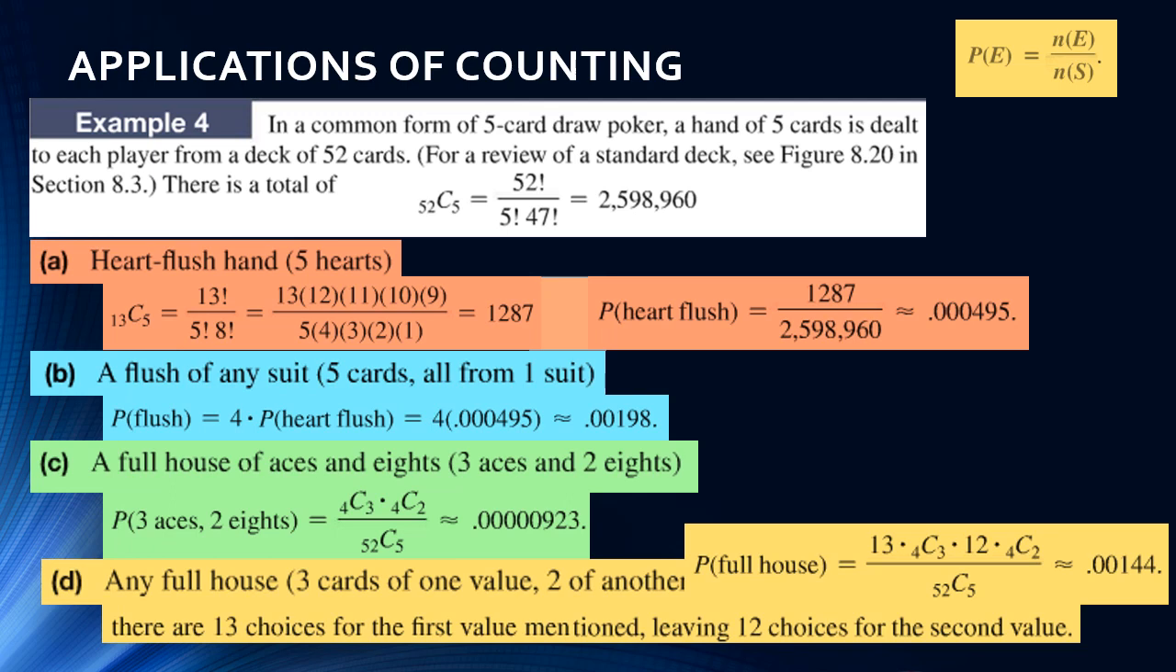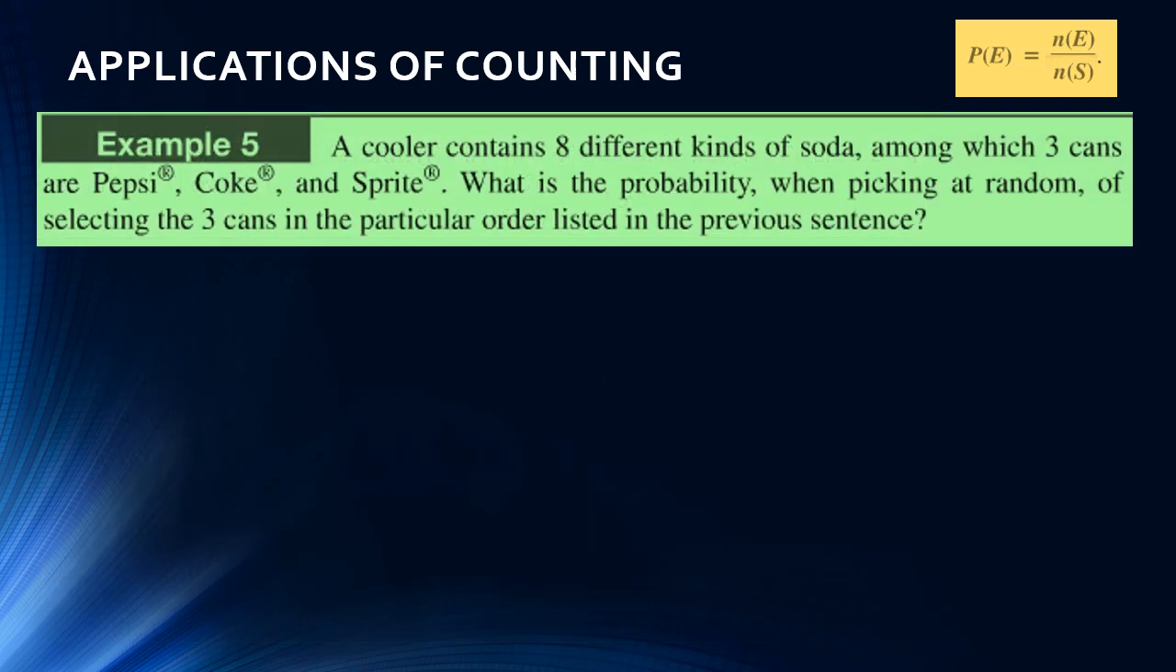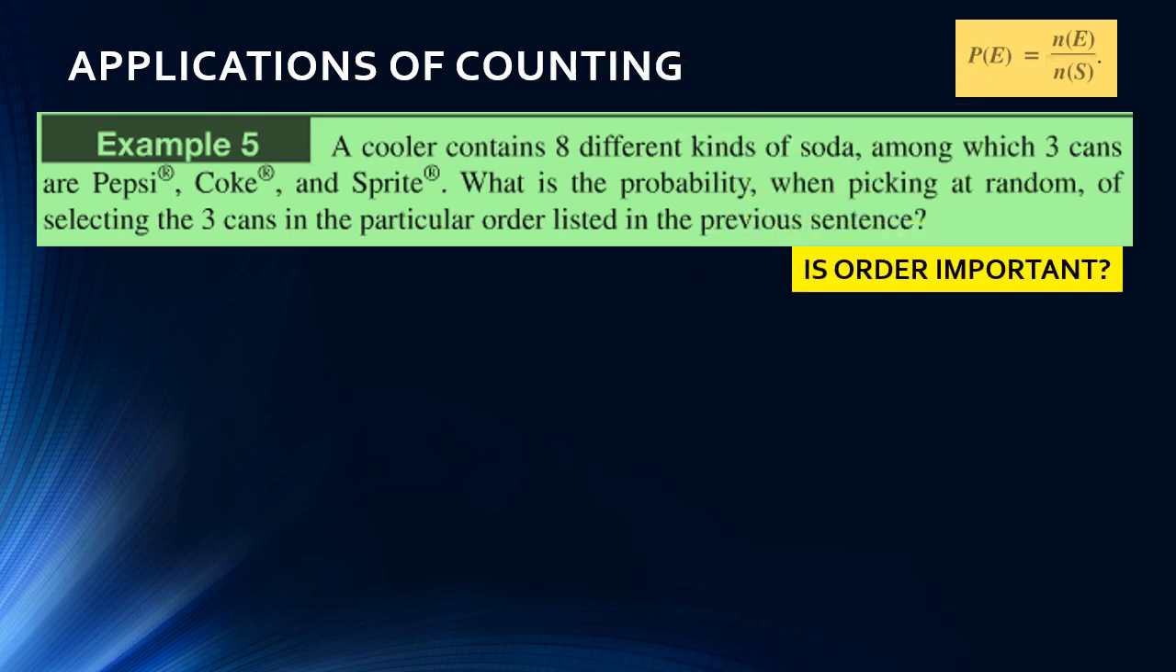But setting it up and thinking through what am I actually doing is the key challenge in these problems. A cooler contains 8 different kinds of soda, among which 3 cans are Pepsi, Coke, and Sprite. What is the probability when picking at random of selecting the 3 cans in the particular order listed in the previous sentence? Is order important?